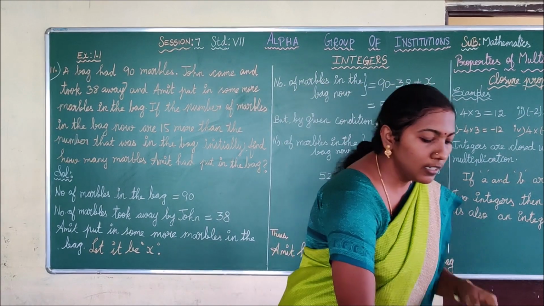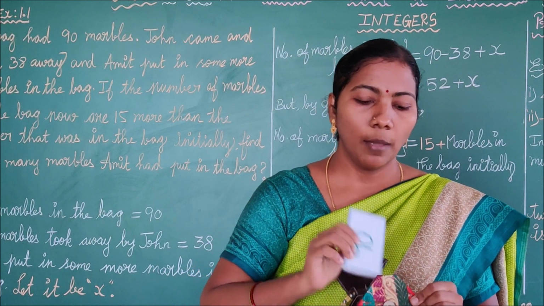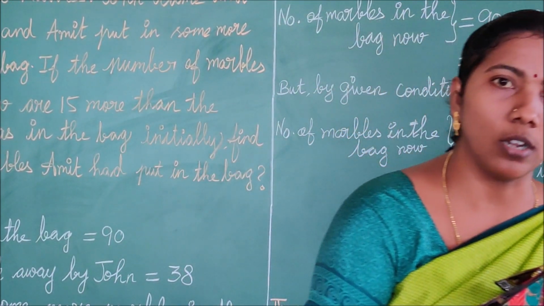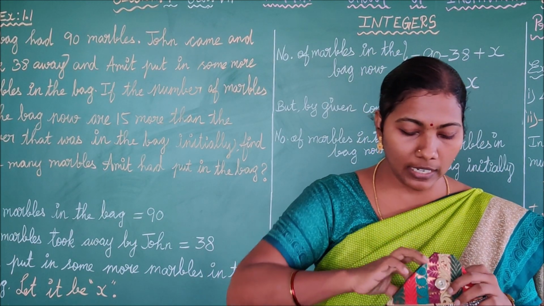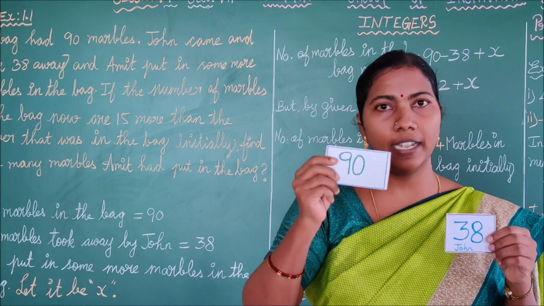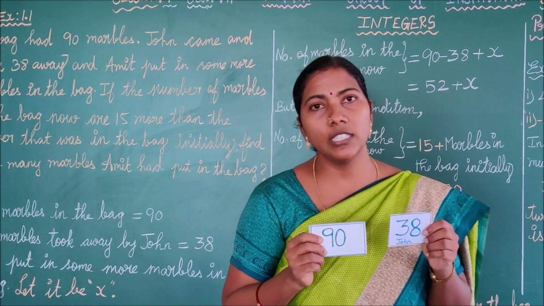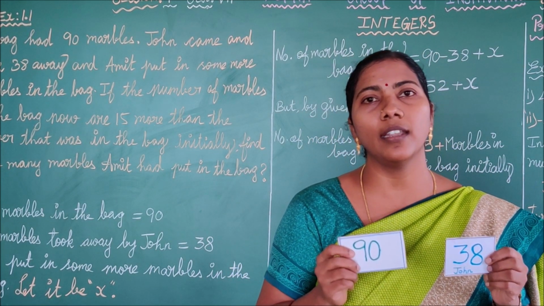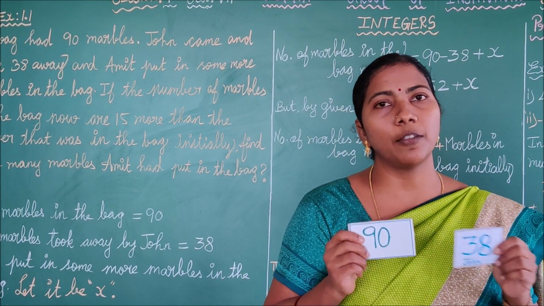Think that this is the bag containing 90 marbles. Now, what is the person's name? John. John came and took how many marbles, children? Yes, 38 marbles from this bag. That is, totally we have 90 marbles. Now John took away 38 marbles. Now my question is, what is the number of marbles remaining in the bag now? How do you find it? Yes, by subtracting 38 from 90, you can find the number of marbles remaining in the bag.